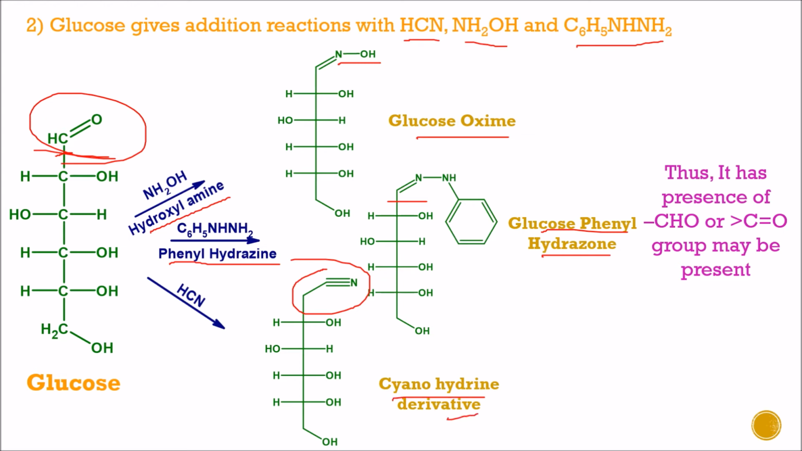So cyanohydrin derivative is formed. Thus after these addition reactions we can prove that the glucose molecule has at carbon number 1 either CHO group or ketonic group or CO group present. So carbon number 1 has aldehydic or ketonic group present, as proved by these reactions.